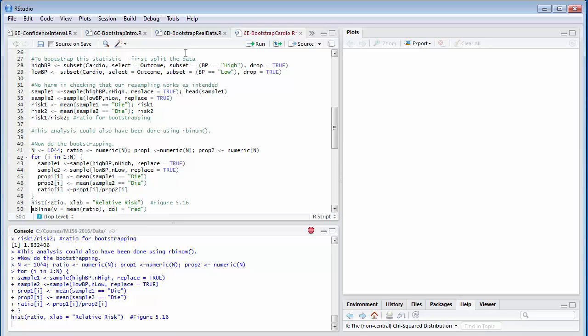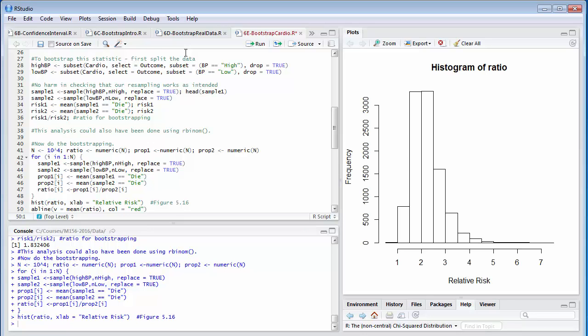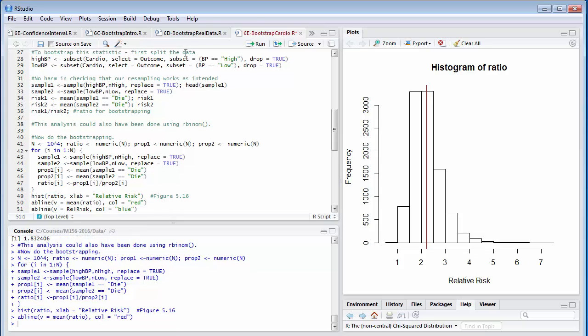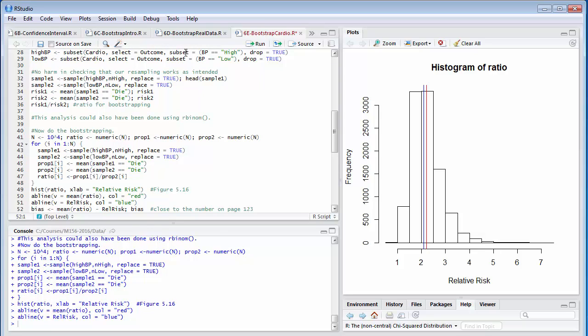This plot closely resembles figure 5.16 in the textbook. And you can see that we get relative risks that are always greater than 1, but can run up into the 4 or 5 range. Let's look at the mean. That's a little more than 2. And let's also look at the original relative risk we calculated.